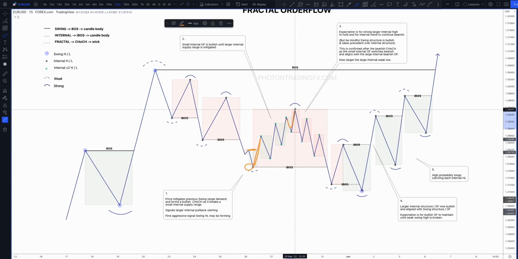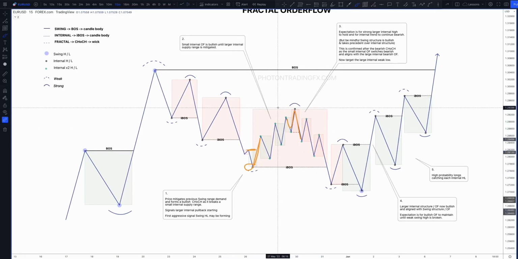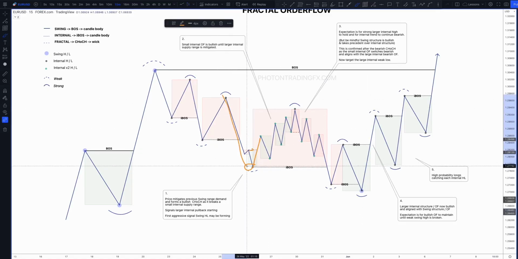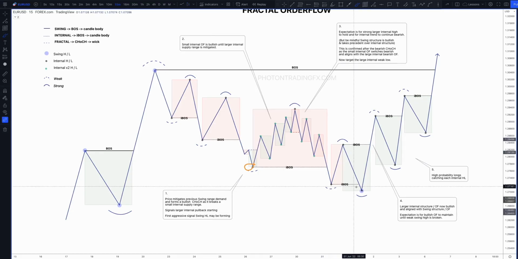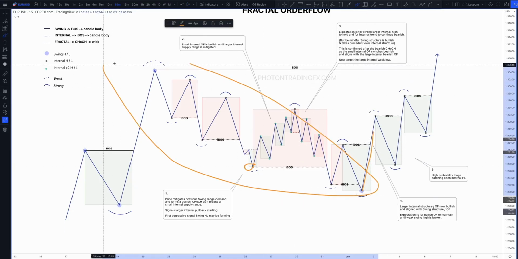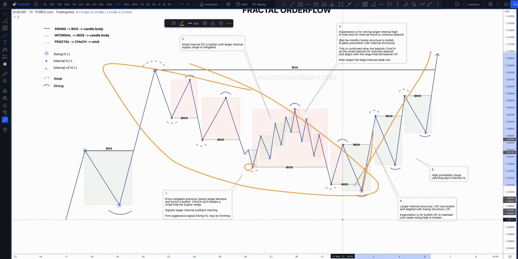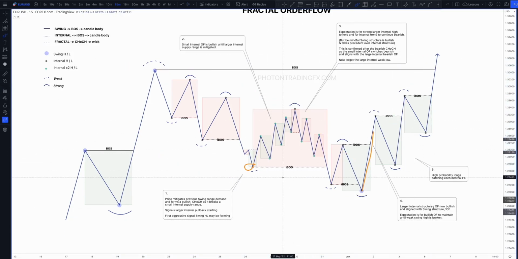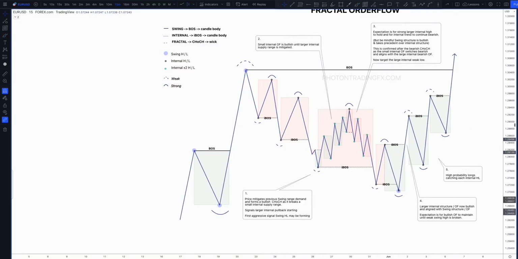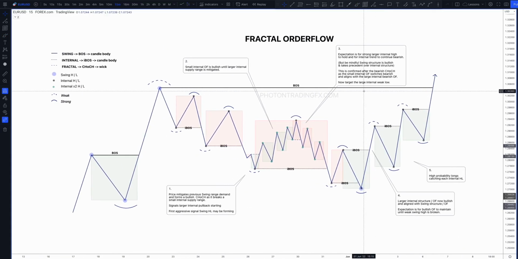Likewise, when we come up here and we get that, whether that's a chalk or just a small IBOS, it's the same thing, because that just signals the internal pullback is over and the next larger internal run is going to go, right? So this small movement here just signals the pullback of the larger movement. The larger break of structure, of the larger internal structure, just signals the end of the swing pullback to get the next swing run. I don't really want to keep talking about it just in case it leads to even more confusion, but that's literally what it is.